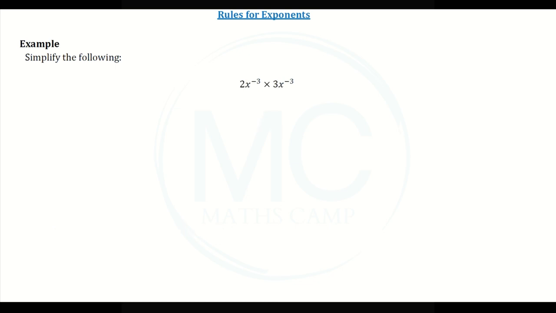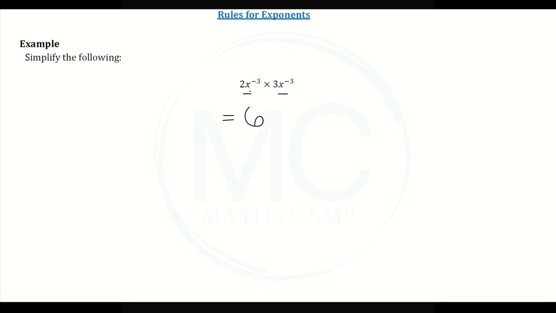2x to the power of negative 3 multiplied by 3x to the power of negative 3. The third rule of exponents states that when multiplying, we can add exponents as long as the bases are the same. The base of our exponent is x, and x again over here. So we can add exponents even though they are negative. Let's start by multiplying 2 and 3. 2 multiplied by 3, and we get 6.